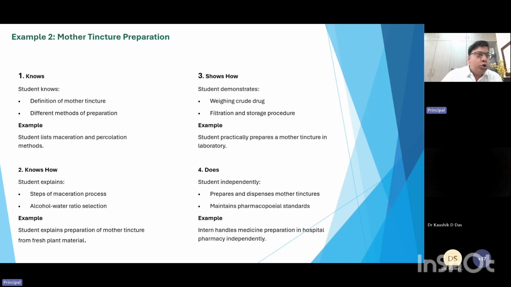Okay, so shows how, that the student should practically prepare a mother tincture in the laboratory, whether it is hospital pharmacy or in pharmacy lab or it is pharmaceutical industry. He should be able to practically prepare the mother tincture. That is his competency shows how. Fourth is does. The PG trainee is handling medicine preparation in the hospital pharmacy or in the pharmaceutical industry independently.